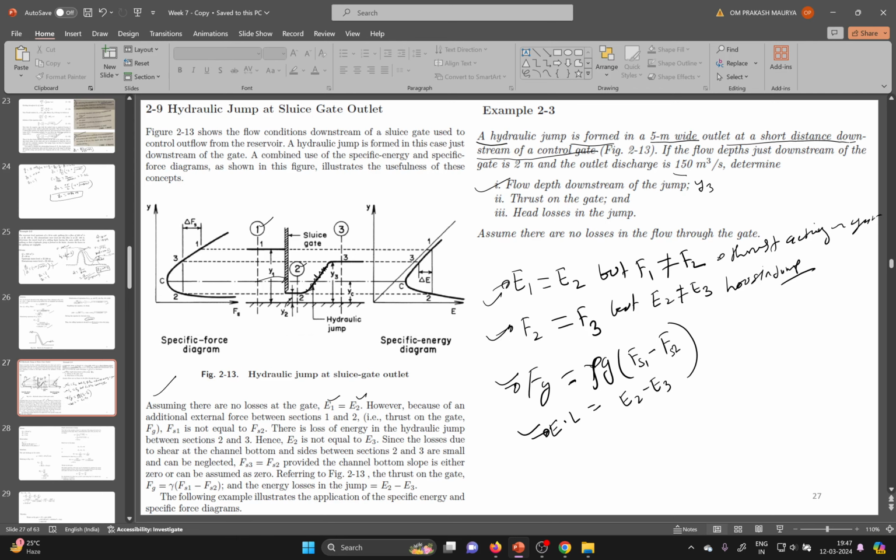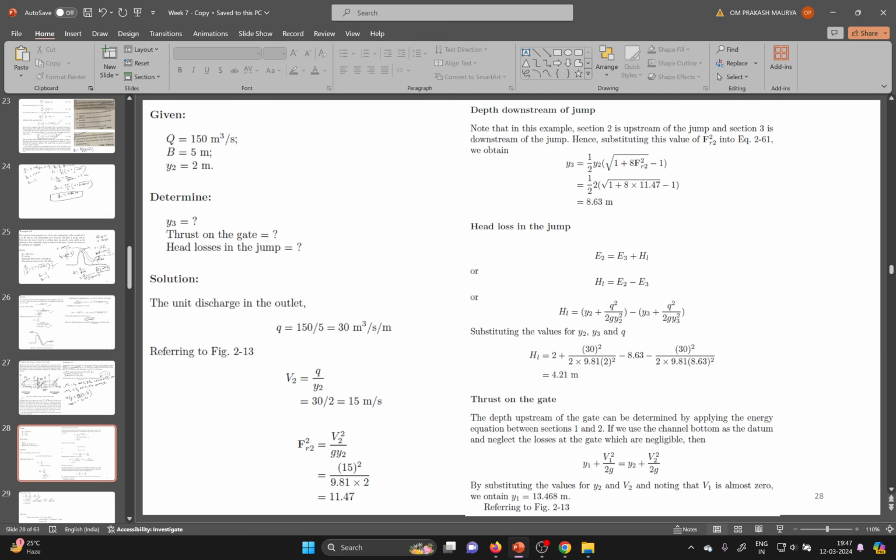The flow depth downstream of the jump, thrust on the gate, head loss in the jump. Assume there is no loss in the flow through the gate. So here with this we can say E2 is equal to E3. So using these four concepts we can calculate these things. The question is given like that.